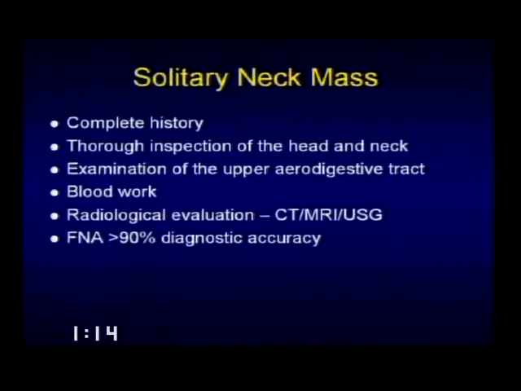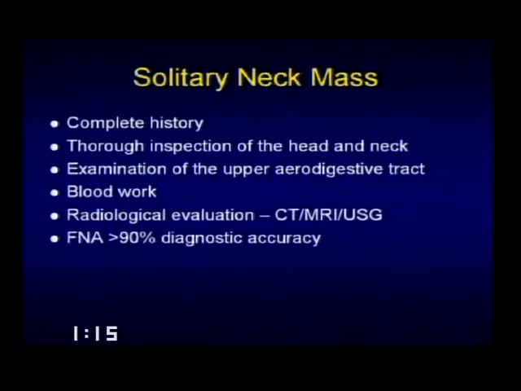So the complete history, obviously, and a thorough inspection of the head and neck. And with head and neck lesions, you always want to think about a bimanual palpation in the mouth, on the floor of the mouth. You want to do all your direct and indirect laryngoscopy to look at the airway. You may even choose to do a bronchoscopy or even an esophagoscopy to take a look for evidence of other squamous cell cancers.